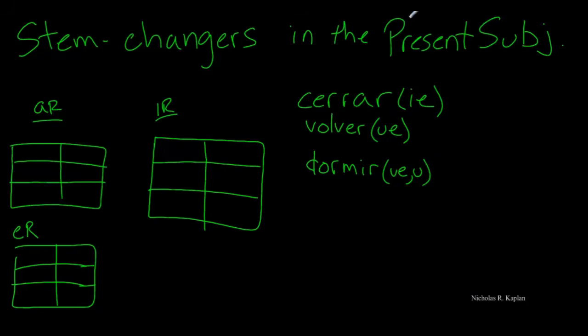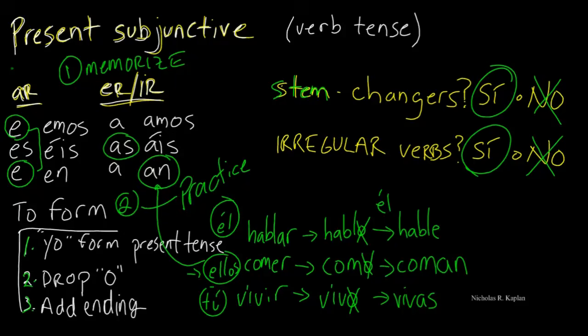Today we're going to focus our attention still on the present subjunctive, but more specifically, we're going to look at stem changers. Alright, just a quick review of how to form the present subjunctive. Our endings we have over here, and to form a verb in the present subjunctive, you're going to put it into the yo form, present tense, drop your o, and add your ending.